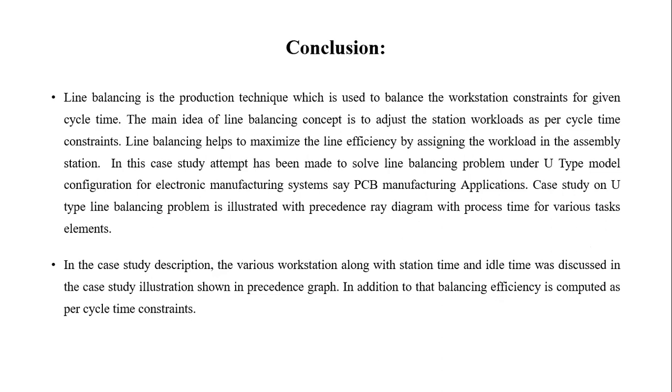And what is the conclusion about the concept? Overall, line balancing is a production technique used to smoothen the workload constraint for the given cycle time. The main idea of the line balancing concept is to adjust the station workload as per the cycle time constraint. Line balancing helps to maximize the line efficiency by assigning the workload in the assembly stations. In this case study, an attempt has been made to solve the line balancing problem under the U-type model configuration for the PCB manufacturing application. The U-type assembly line balancing is illustrated with the precedence diagram with the process timing for various task elements. Various workstations along with the station timing and idle time were discussed in the illustrative case study with the help of the precedence graph. In addition, the line balancing efficiency is computed as per the cycle time limitation.